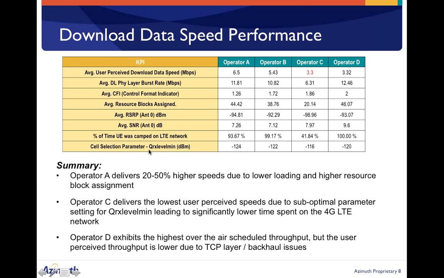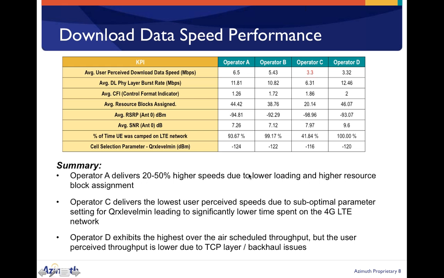That's interesting, because we have seen instances where operator D has deployed high bandwidth LTE carriers, and these high bandwidth LTE carriers are leading to pretty good physical layer speeds. In this case, about 12 megabits per second was perceived on operator D's network compared to any other operator, which is the highest. But somehow those high physical layer speeds, or high over-the-air speeds between the base station and the UE, are not translating into an end user experience that is good for operator D.